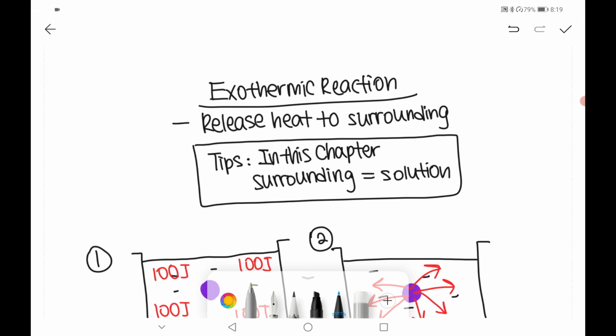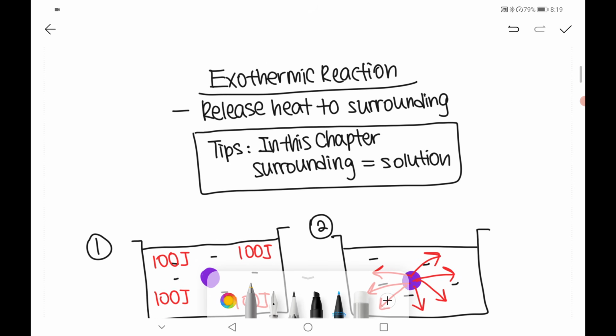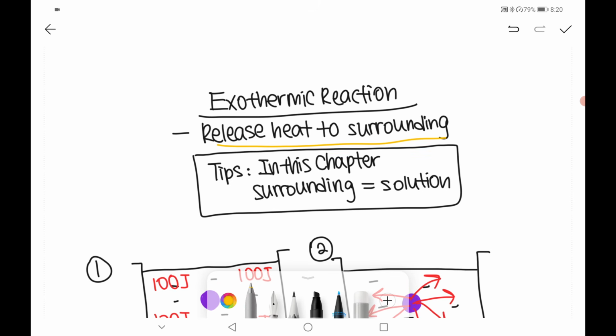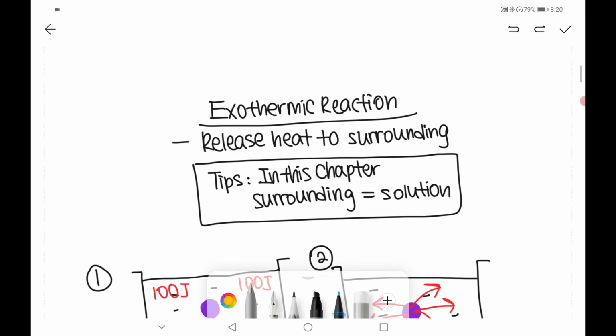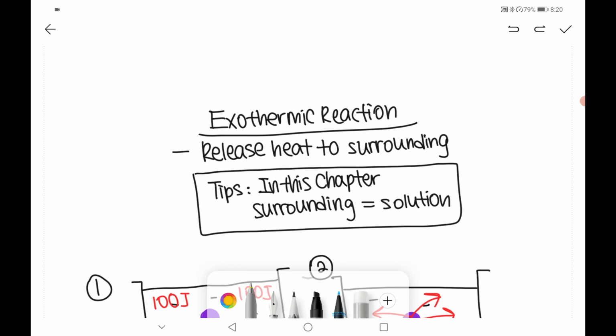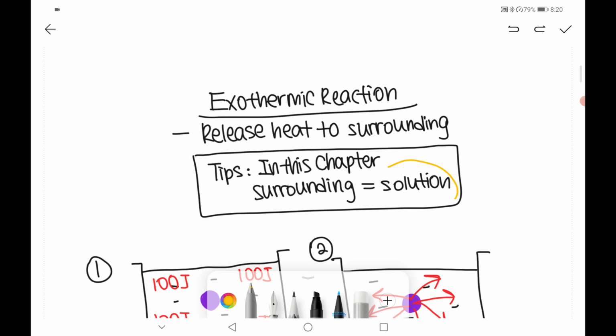Look at it. What about exothermic reaction? Exothermic reaction is the chemical reaction that will release the heat to the surrounding. Remember this: no matter whether you want to absorb the heat or release the heat, you must always get it from the surrounding. And what is the surrounding? The surrounding is the solution.